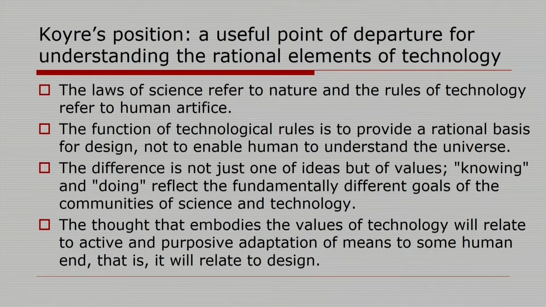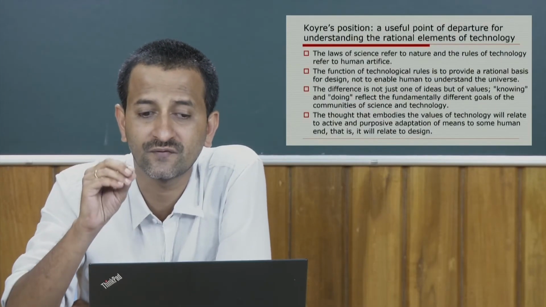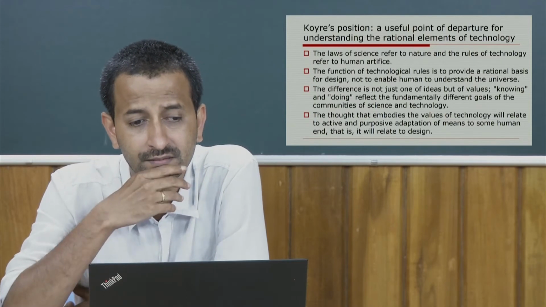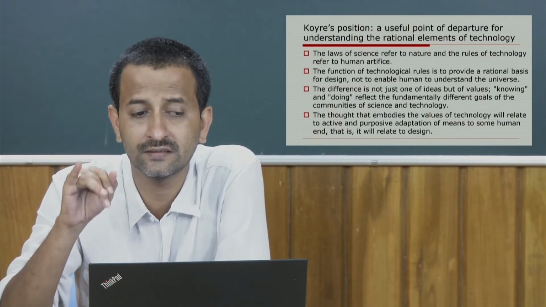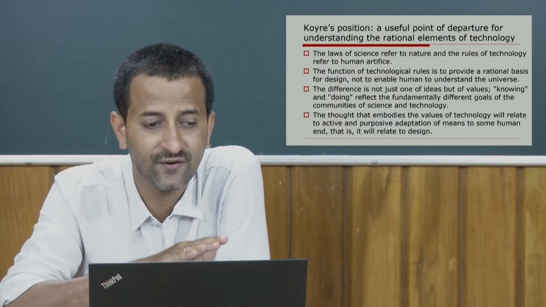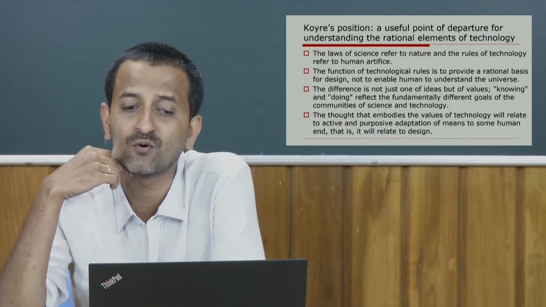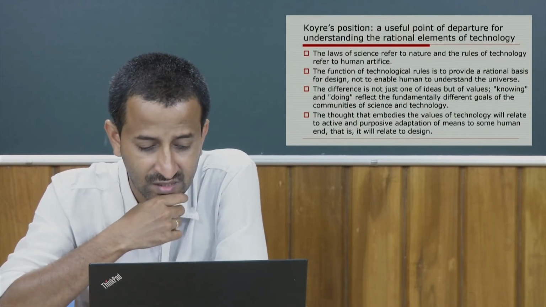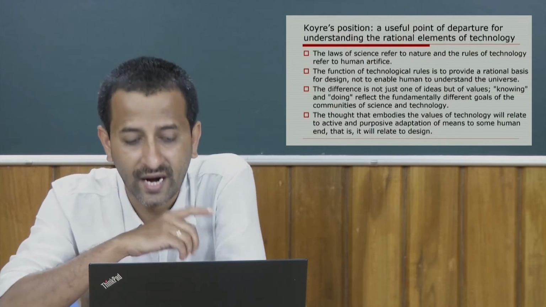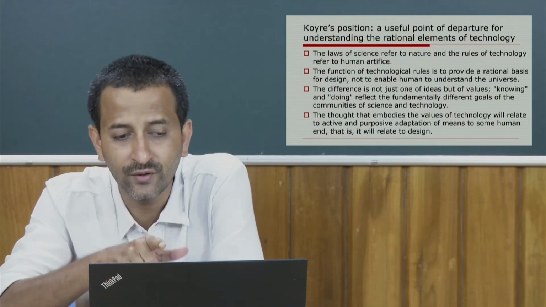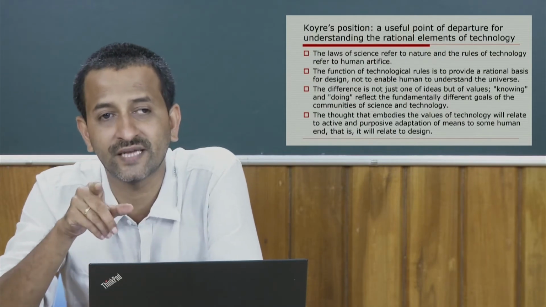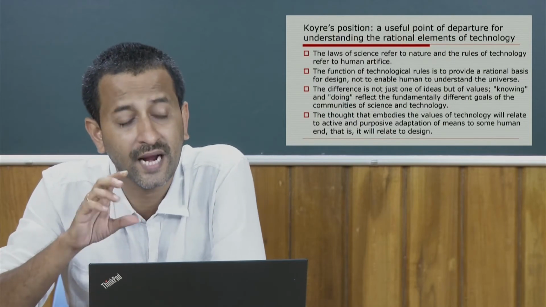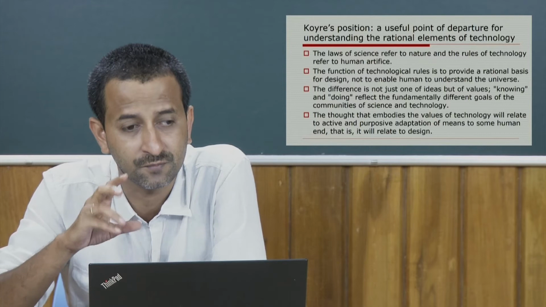What is Coet's position here? That is a useful point of departure for understanding the rational elements of technology. These rational elements include the laws of science, which refer to nature, and the rules of technology, which refer to human edifying. The function of technological rules is to provide a rational basis for design, not to enable humans to understand the universe. The difference is not just one of ideas, but of values. Knowing and doing reflect fundamentally different goals of the communities of science and technology. We have already discussed this: science was considered an act of knowing, technology an act of doing, but such a distinction is not rigid but porous.